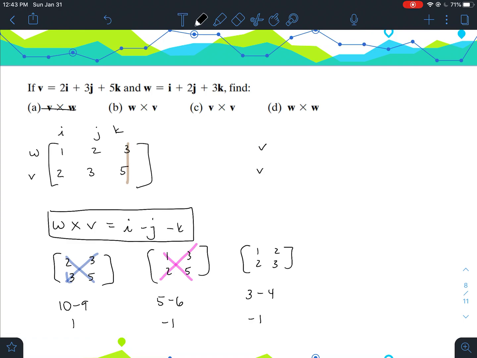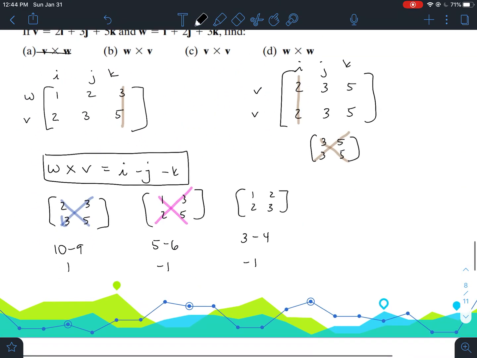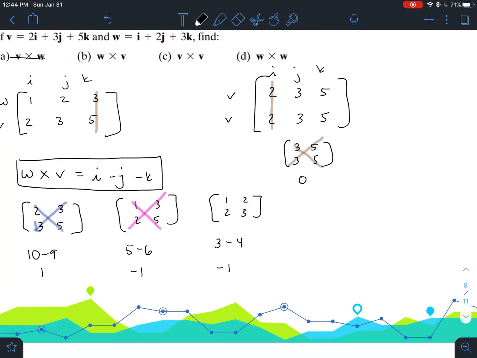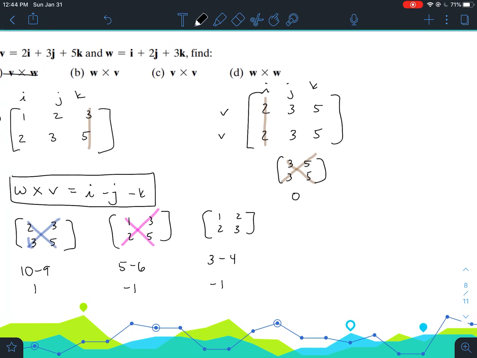If we want to do v crossed with v, our two vectors would be 2, 3, 5 and 2, 3, 5. And this would be our i's, j's, and k's. So eliminate the i's, and our matrix would be 3, 5, and 3, 5. So find the cross product: 3 times 5 minus 3 times 5, that would be 0. So the cross product of v crossed with v for our i component would be 0.